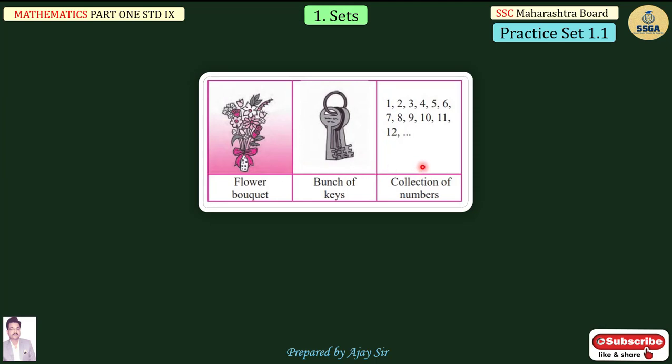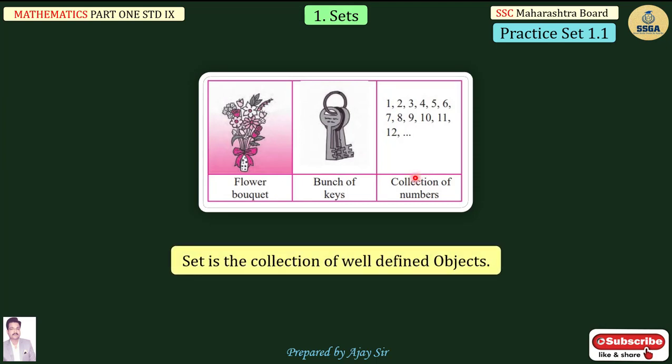Therefore, a set is defined as a collection of well-defined objects, or the collection of well-defined objects is called a set. A set is a collection of well-defined objects, or a set of similar objects, that is, a collection of similar objects, elements or a group. So it's called a set.